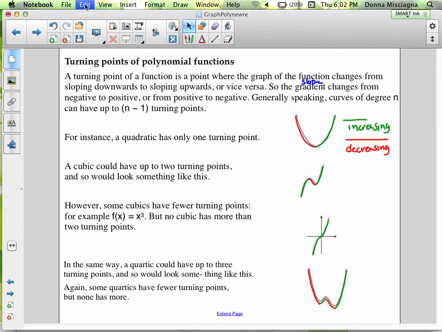Let's get my little arrow back. Who's helping me here? Such a beautiful arrow.